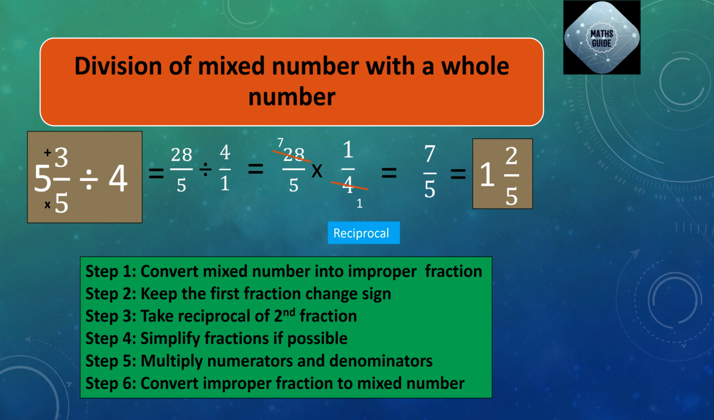Let's remember all the steps again. Convert mixed number into improper fraction. Keep the first fraction, change sign, take reciprocal of second fraction. Then simplify fractions, multiply numerators and denominators. If your answer is improper fraction, then convert it into mixed number.